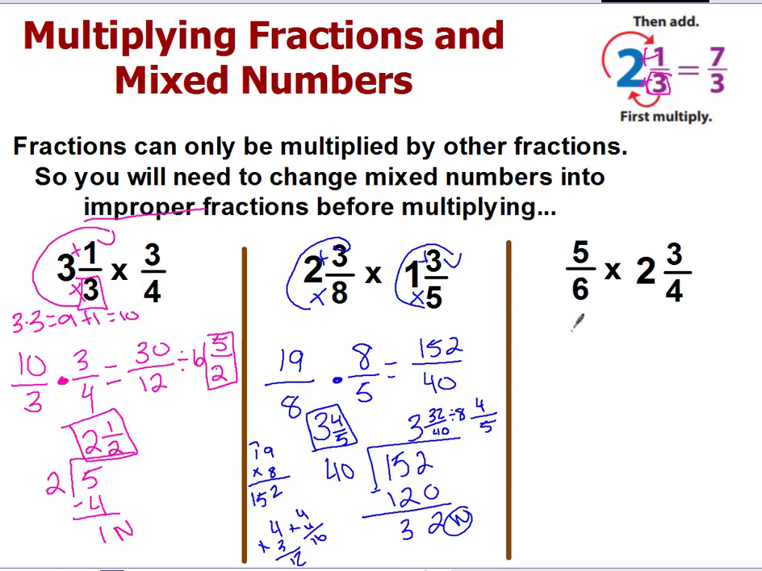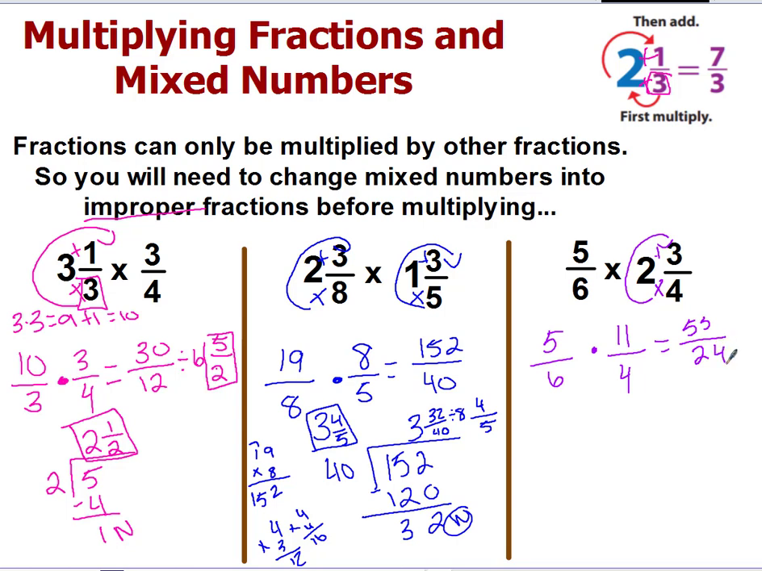Okay, let's do our third problem. So here I have 5/6 times 2 3/4. Well, I have to change my mixed number into an improper fraction. Again, Texas backwards, TX, with my arrow. So it's going to be 5/6 times, 4 times 2 is 8, and 8 plus 3 is 11. 11 over 4. So now I multiply across. 5 times 11 equals 55. And 6 times 4 gives me 24.